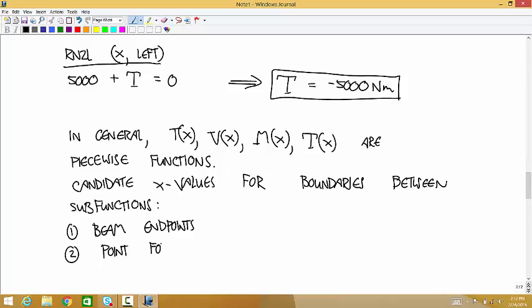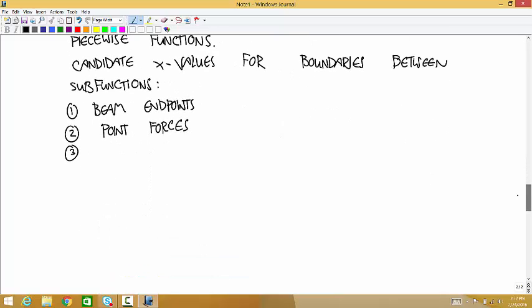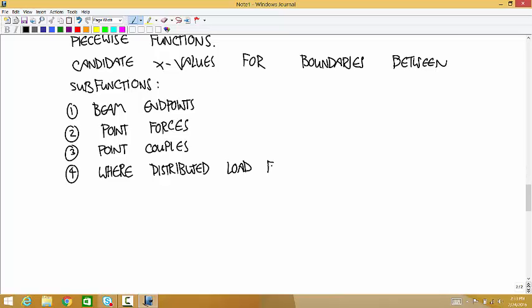Point forces, point couples, and in this class we haven't talked about distributed loads yet, but I will talk about those, and also where distributed loads change. Let's say where distributed load functions change.